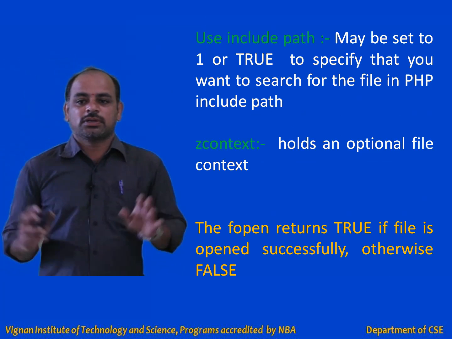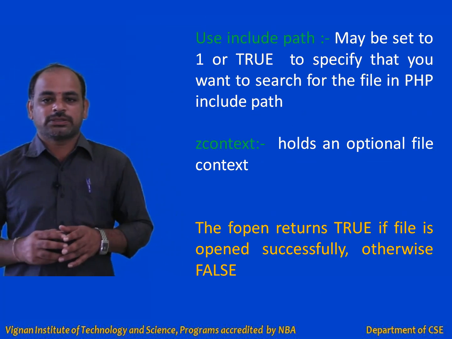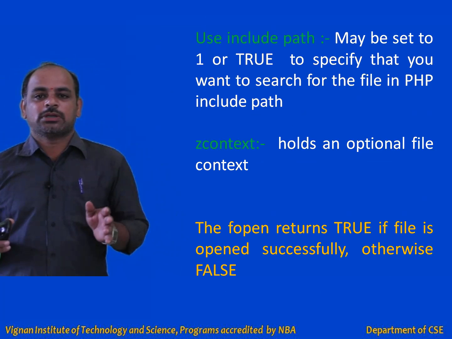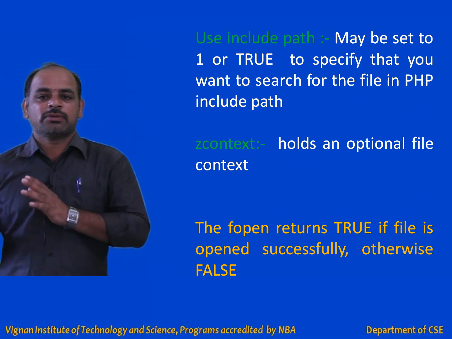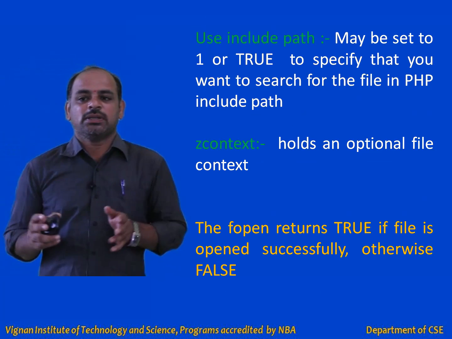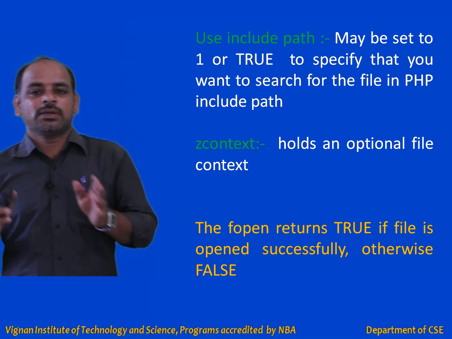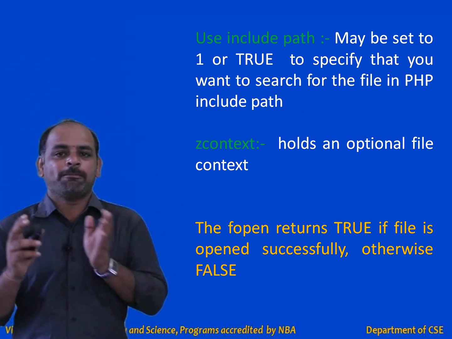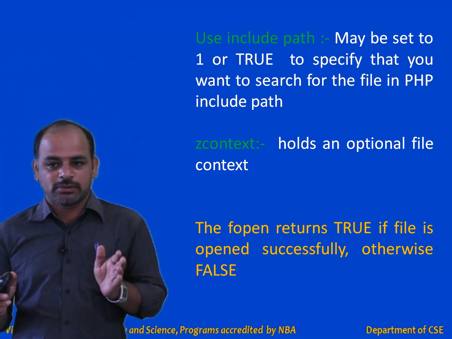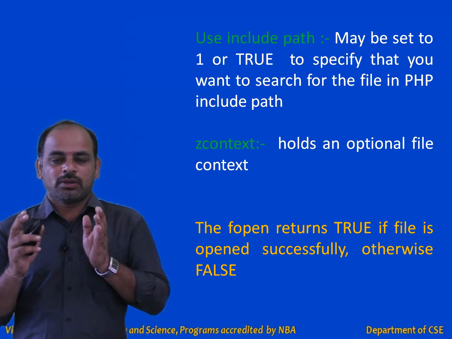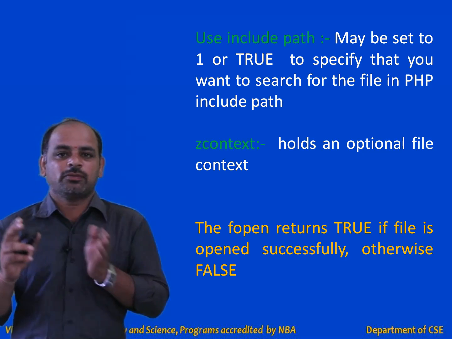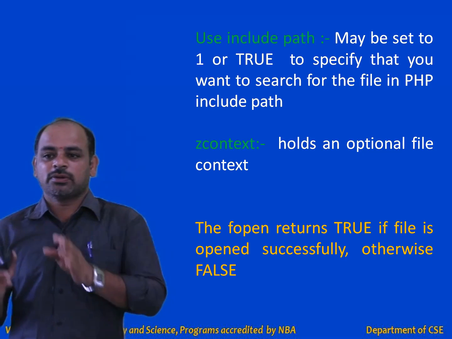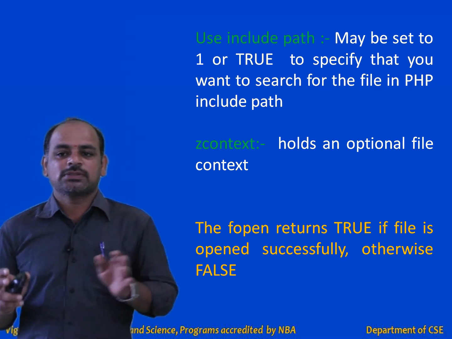Next, the third parameter is use_include_path. I already explained it; use_include_path is an optional parameter. Its value will be either 1 or true, to specify that you want to search for the file in the include path. That means when we give the first parameter, any path you give is the file path of the file you want to open. If you want to search in the include path, you have to set its value to true, otherwise ignore it.